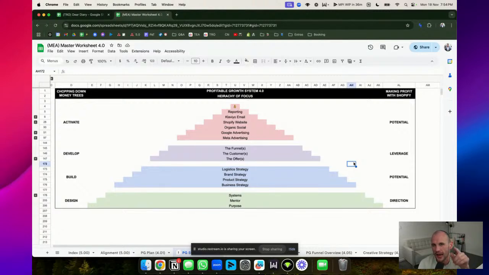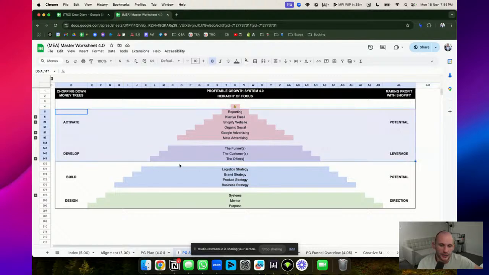And the reason that we start with that first, it sounds counterintuitive, is because we want to find out if you have a strong enough direction, if you have potential, and if you have the leverage to extract that potential. So sometimes as well, we'll start here. Technically, we actually start here. We start sort of in the middle of the pyramid. What's your offer?